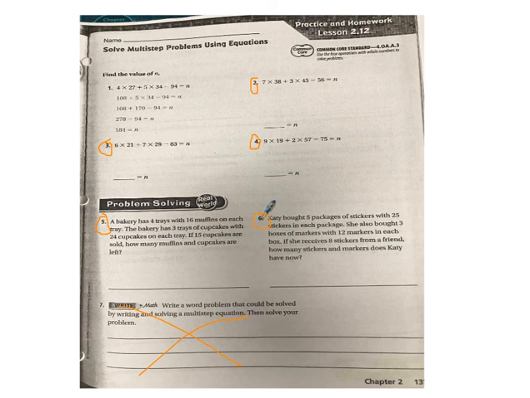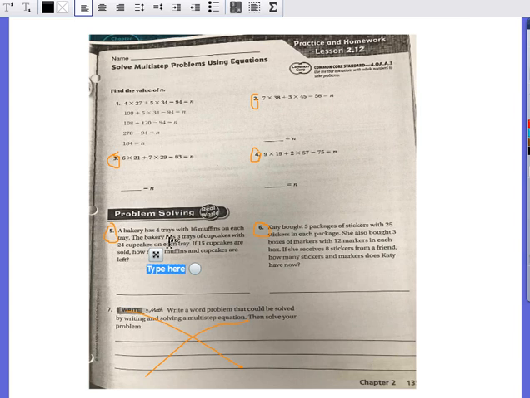Let's see if I can help you get started with number 5. A bakery has 4 trays with 16 muffins on each tray. Okay, so that's how you start thinking about a problem here: 4 times 16 on each tray. The bakery has 3 trays of cupcakes with 14, so we're going to do that plus 3 trays of cupcakes times 24. Okay, if 15 cupcakes are sold, how many muffins and cupcakes are left?